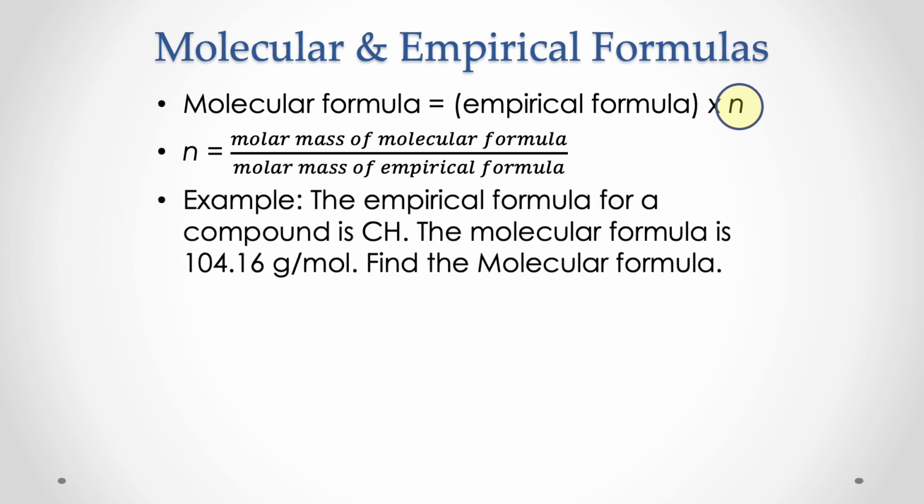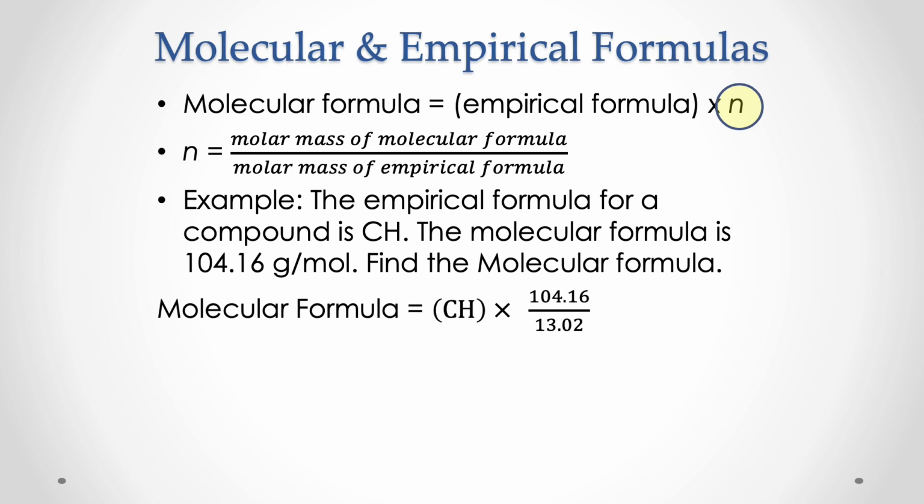Here is an example. The empirical formula for a compound is CH. That is, there is 1 mole of carbon per mole of hydrogen present in the compound. The molar mass is 104.16 grams per mole. Find the molecular formula. The molecular formula is equal to the empirical formula times the ratio of 104.16 over 13.02.